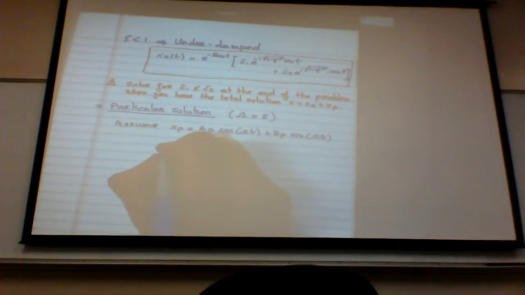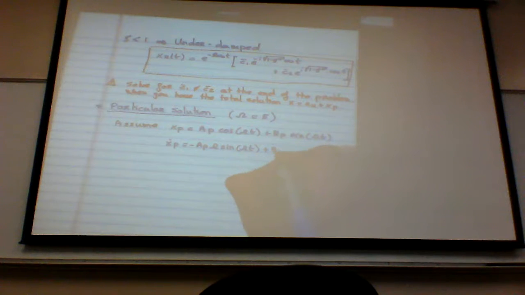X dot p is what? Minus 5 AP sine omega t plus BP omega cosine omega t. X double dot p will be equal to minus AP omega squared cosine omega t minus BP omega squared sine omega t.